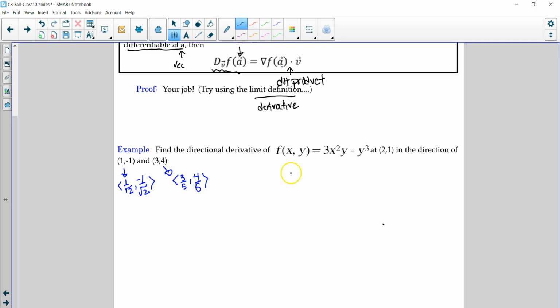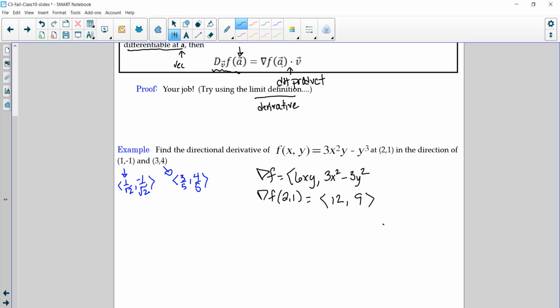So let's just find the gradient of f. This is going to be a vector that is 6xy for the x component, and for y, I believe I get 3x squared minus 3y squared. And then if I look at the gradient of f at my point 2, 1, I believe I get 12, comma 9.